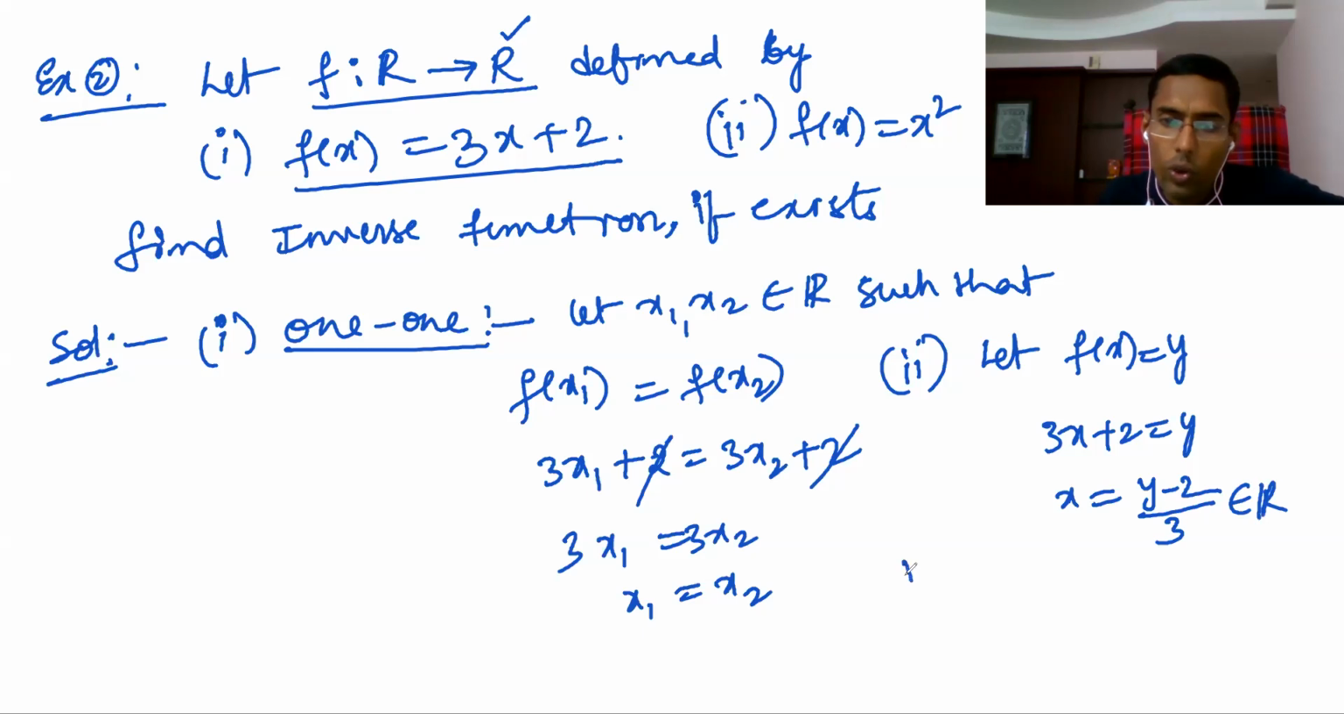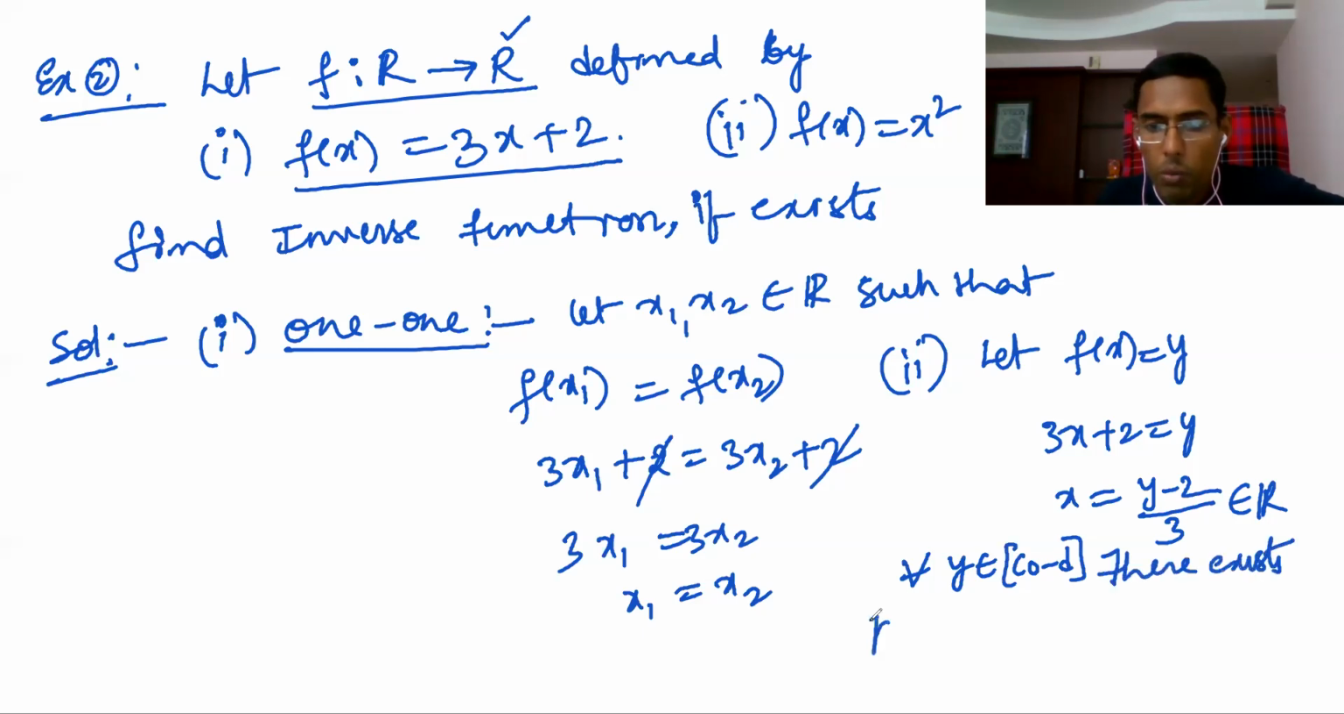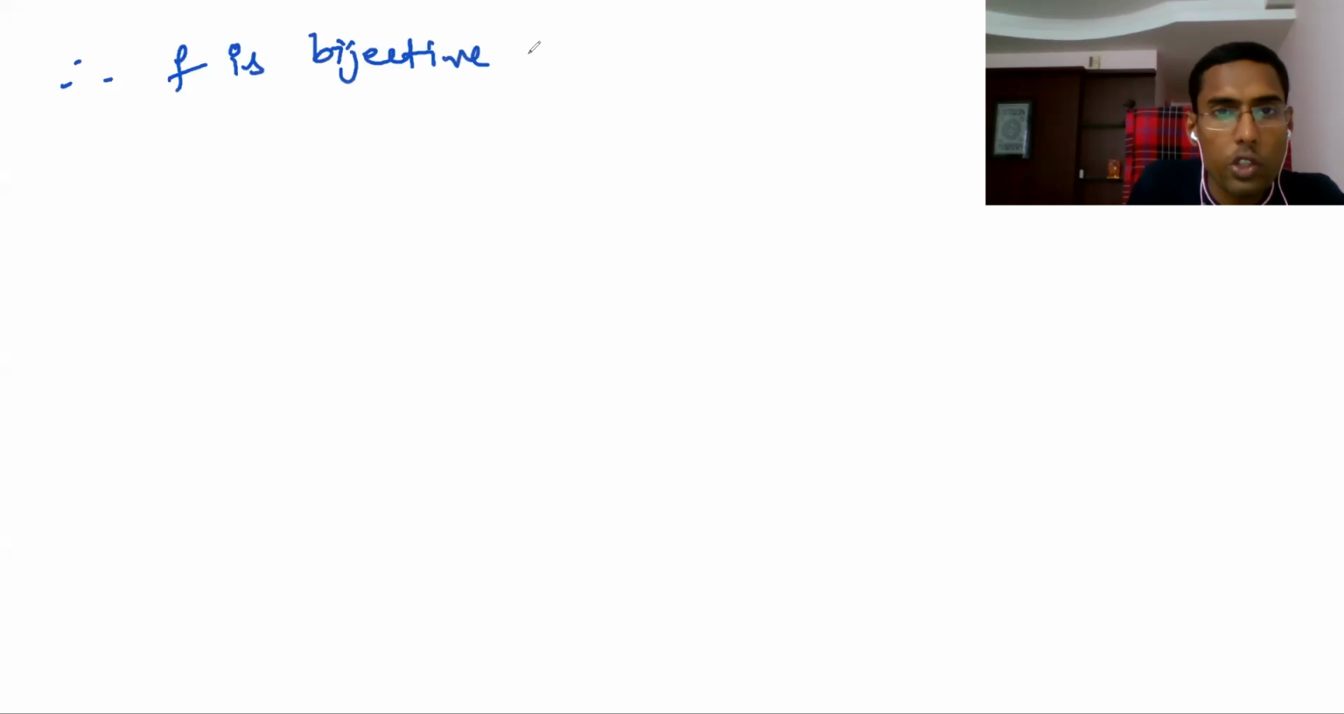So you can say, for every y belonging to the codomain, there exists a pre-image. What is that pre-image? x equal to y minus 2 by 3. Sorry, y minus 2 by 3 is the pre-image that exists. Therefore, it is onto. Therefore, what is the conclusion? f is a bijective function, a bijection. Then that implies f inverse is also a bijective function.